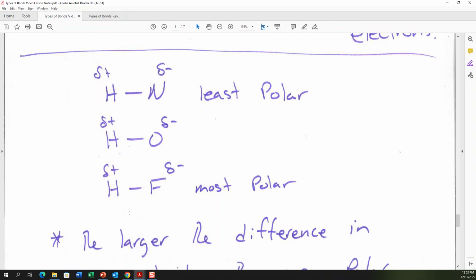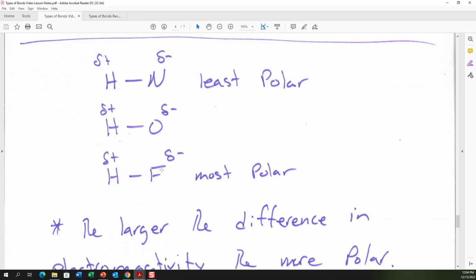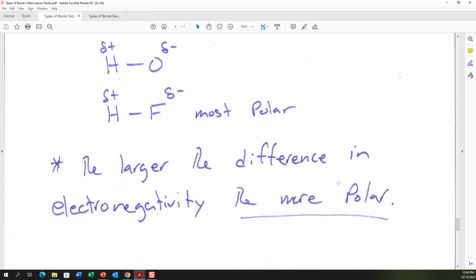Now, they're all polar bonds, but of these polar bonds, this would be the most polar, HF, because there's the biggest difference in electronegativity here. And this would be the least polar because this is the least difference in electronegativity. They're all polar, but their difference in polarity is based on how different the electronegativities are. So the bigger the difference in electronegativity between the atoms in the bond, the more polar the bond. Okay? So the larger the difference in electronegativity, the more polar the bond. All right?